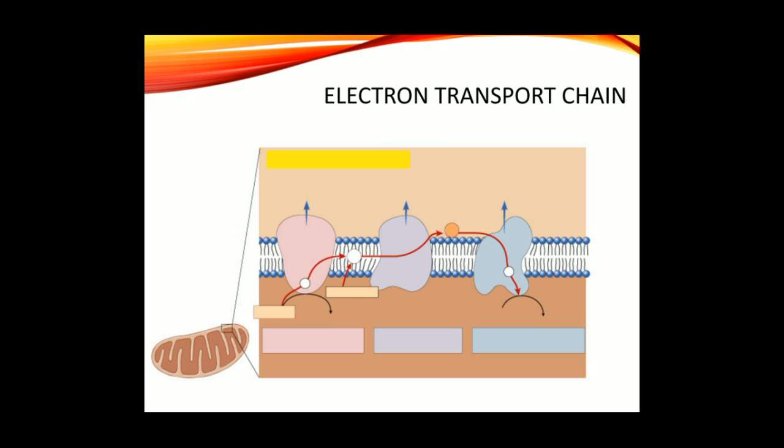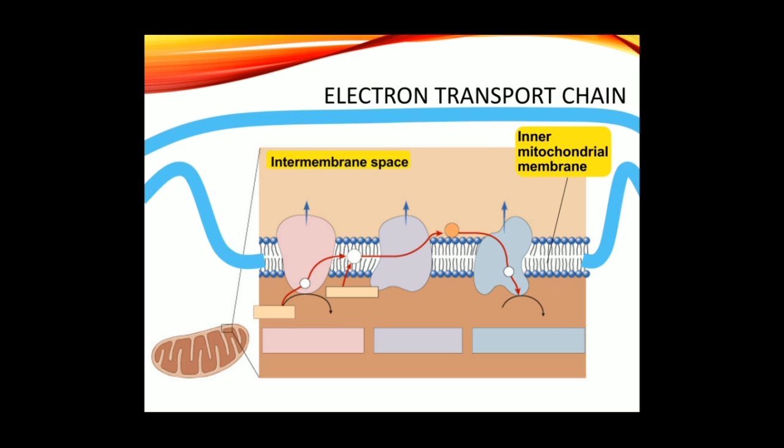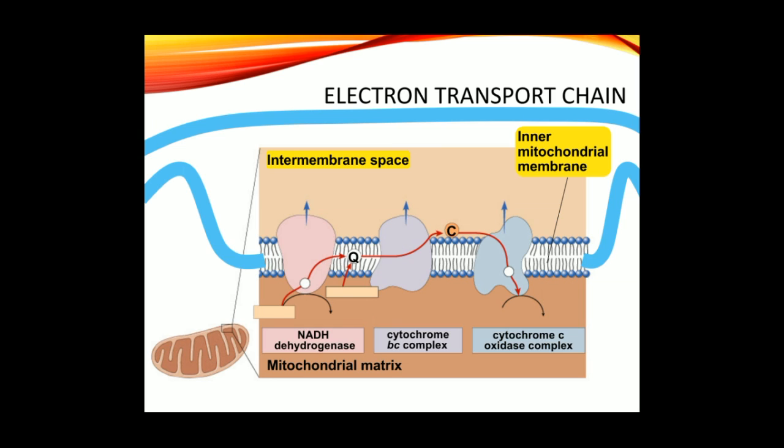Now let's see the electron transport chain in detail. First we need to understand some terminologies. This is the mitochondrial matrix, this is the intermembrane space, and this is the inner mitochondrial membrane. The ETC is mainly composed of 4 complexes, that is NADH dehydrogenase, the cytochrome bc complex, and the cytochrome c oxidase complex, and this cytochrome c is this. These are the 4 complexes we need to understand in detail, and this Q is ubiquinone, the protein that carries the electron from one complex to another.